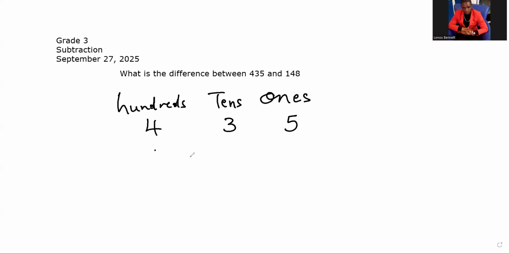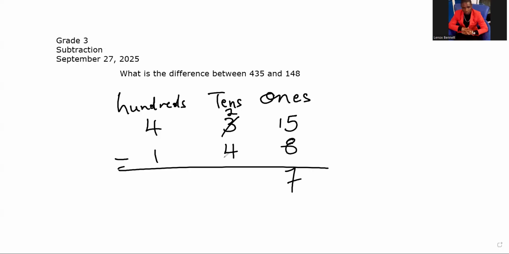So 1 hundred, 4 tens, and 8 ones. Let's subtract. You cannot get 8 from 5. If you have 5 things, you cannot get 8 out of it, right? So what we're going to do, we're going to borrow. That leaves 2 tens, and this becomes 15. 8 from 15, leaves 7.